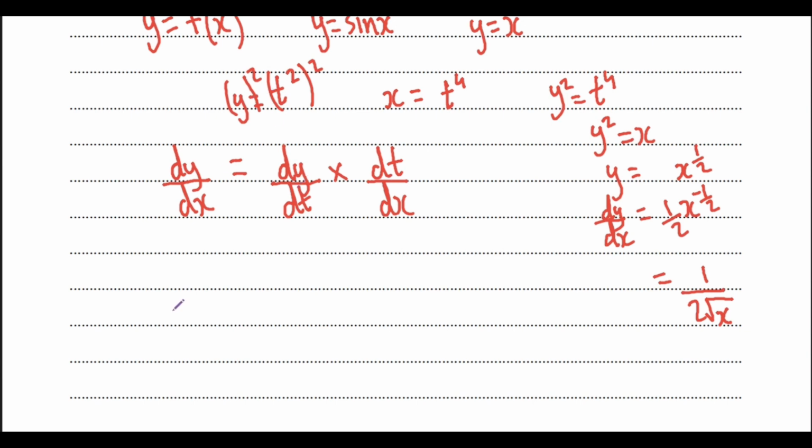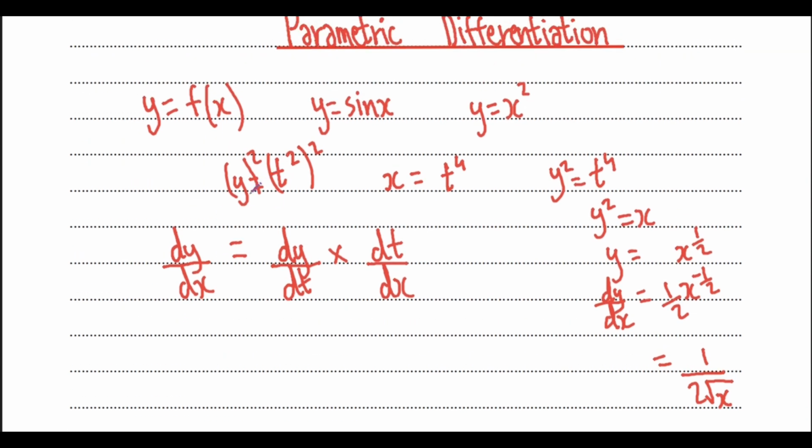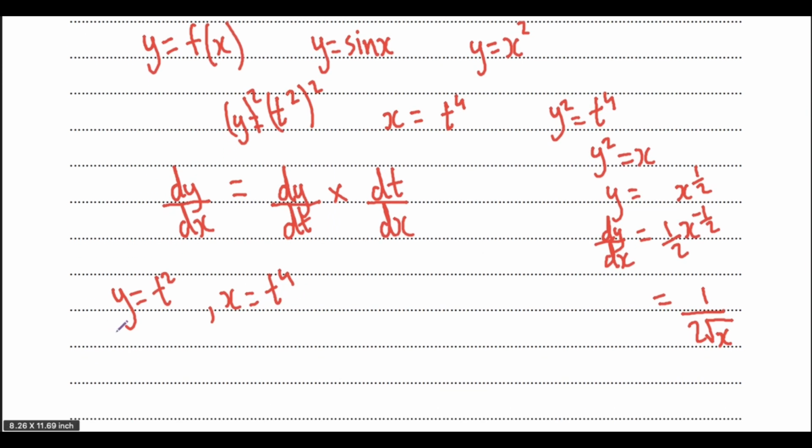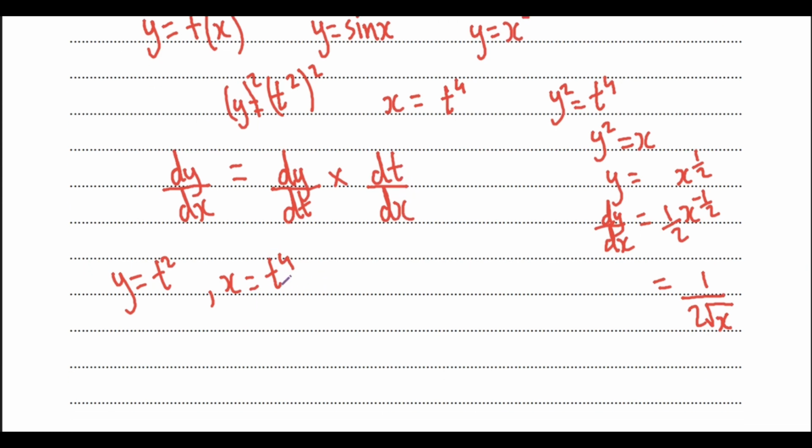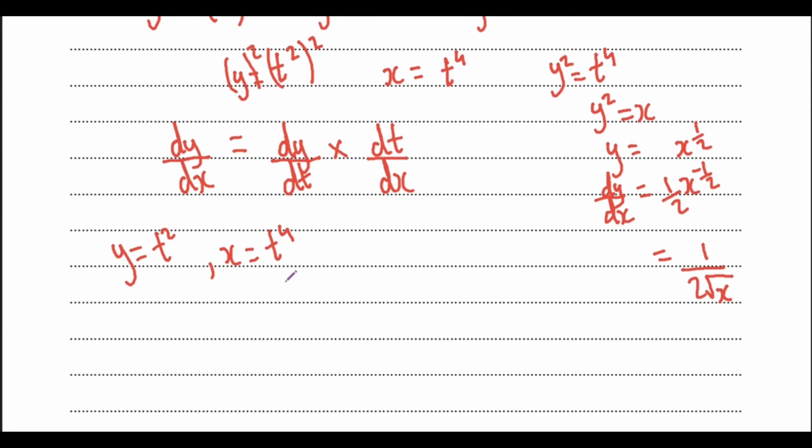So dy by dt, we can find that very easily from our original function. Let me just write it again because I wrote on top of this. So y is equal to t squared and x is equal to t to the 4. So we can find dy by dt very easily. We can't find dt by dx, but what we can find is dx by dt, because you can just use the power rule on this right here. So let's do that first, and then we'll see why that's useful. So dy by dt is equal to 2t. That's easy. And dx by dt is equal to 4t cubed.